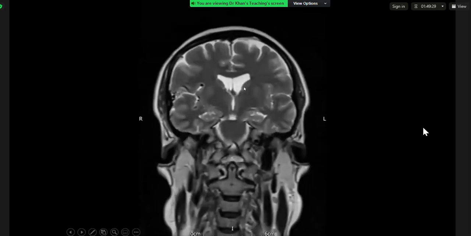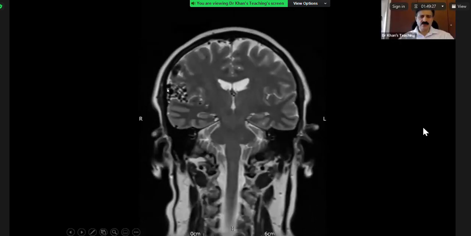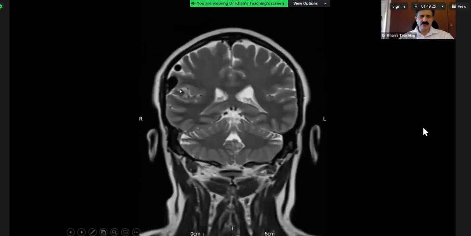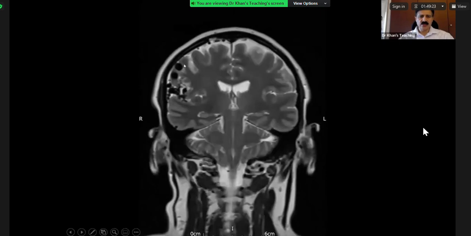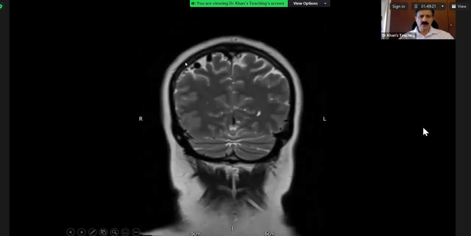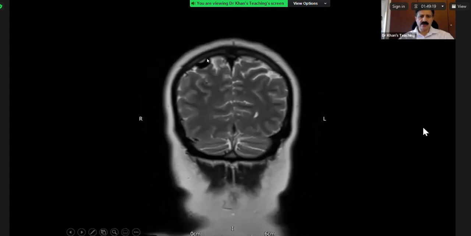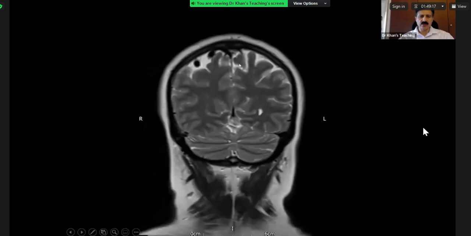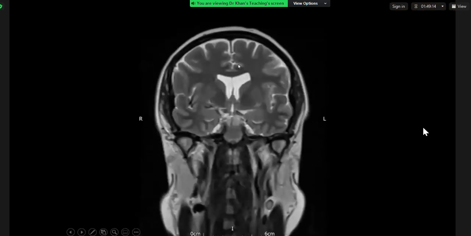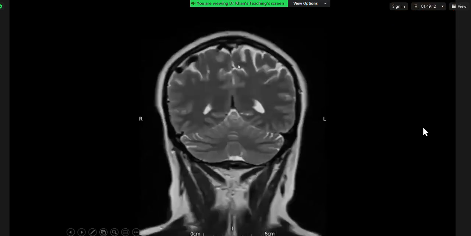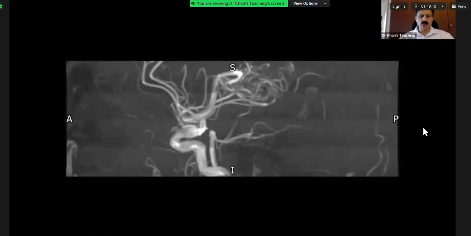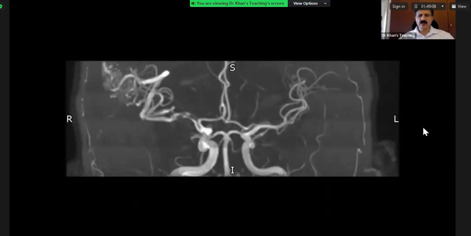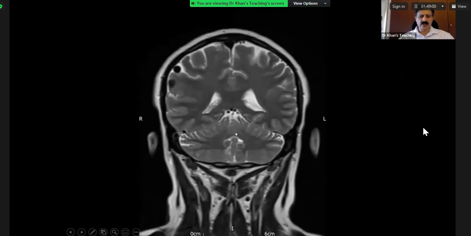And on this MR, you can see these filling defects, and you can see how it goes and connects with the superior sagittal sinus. So the point is that anybody who shows you an AVM will show you initially on a CT scan. It will be a subtle finding, and only then will show you something else. So this is an MRA of the same case.